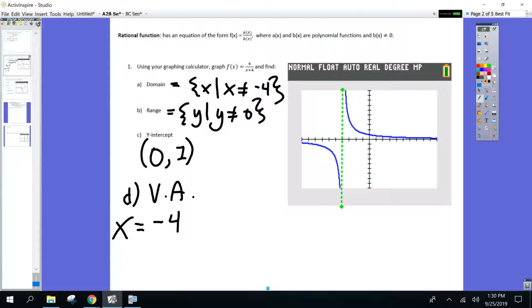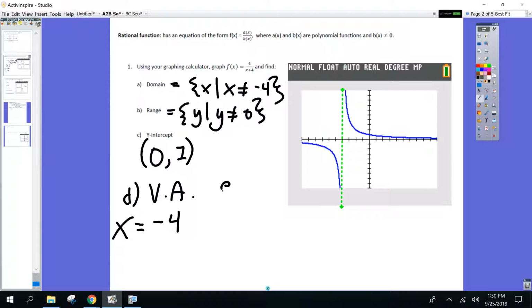Oh, whoa! Haven't I seen that -4 before? Where? Oh, maybe there's a relationship between the vertical asymptote and the domain. Maybe. We'll see next problem.